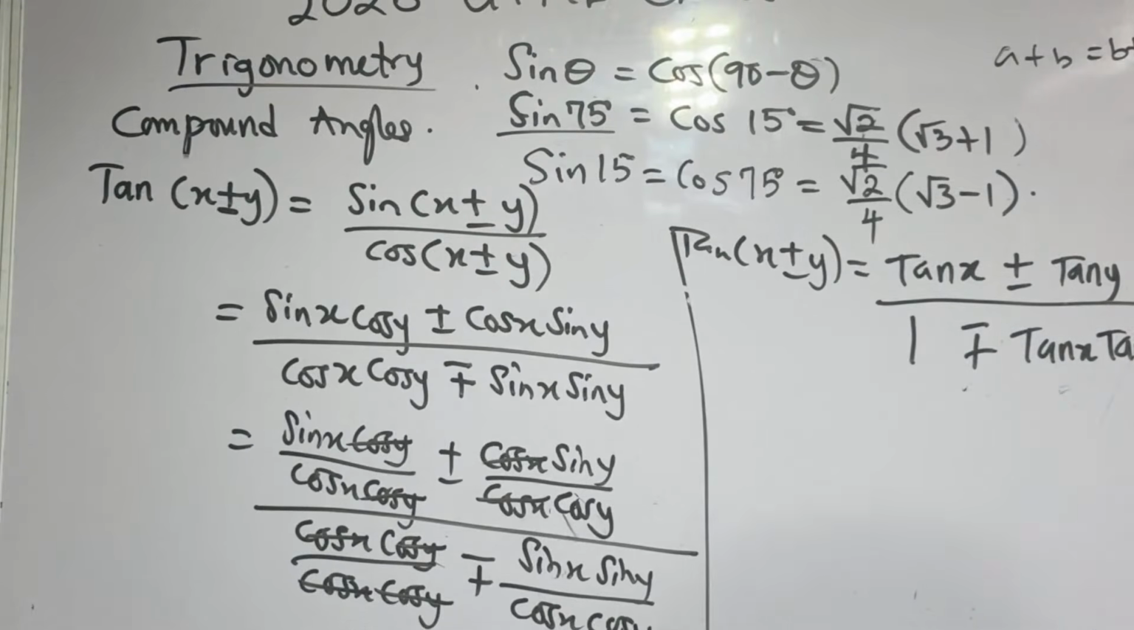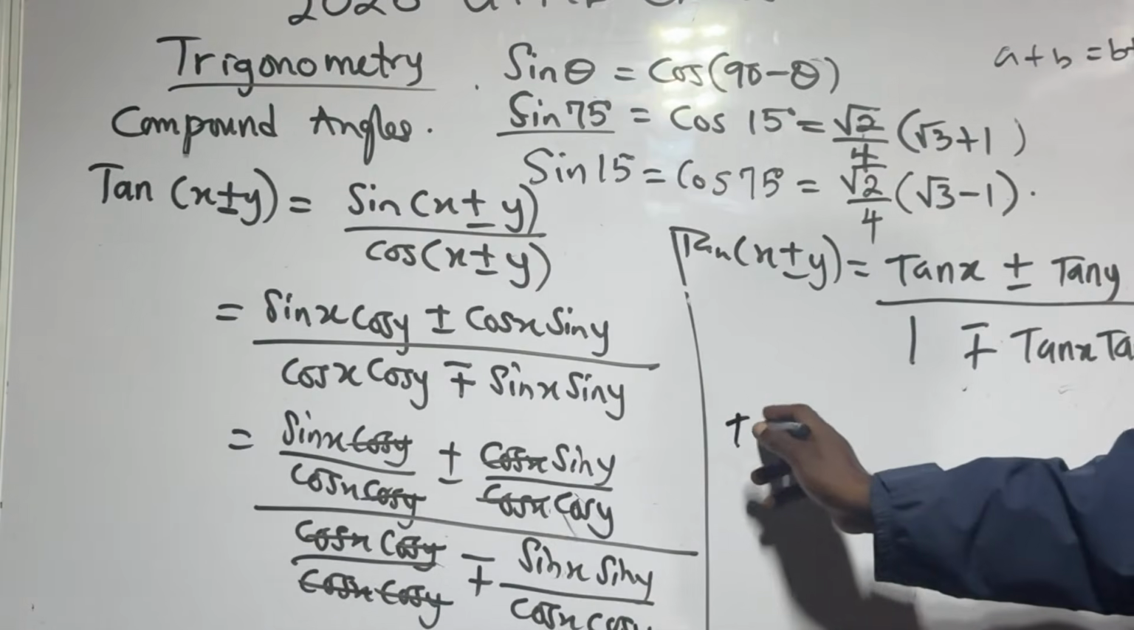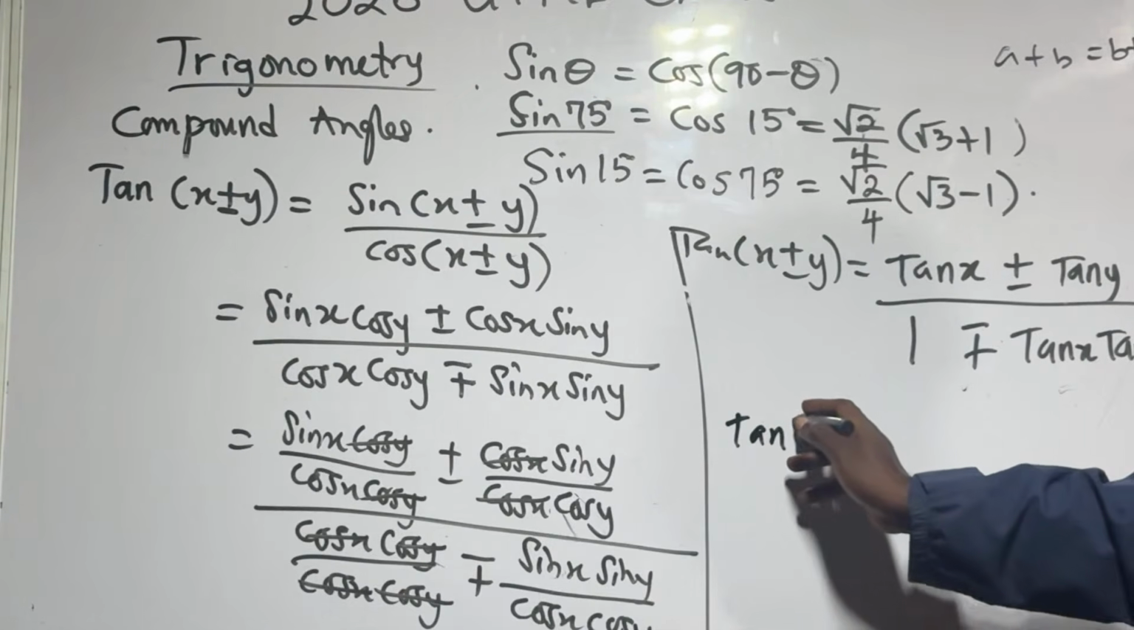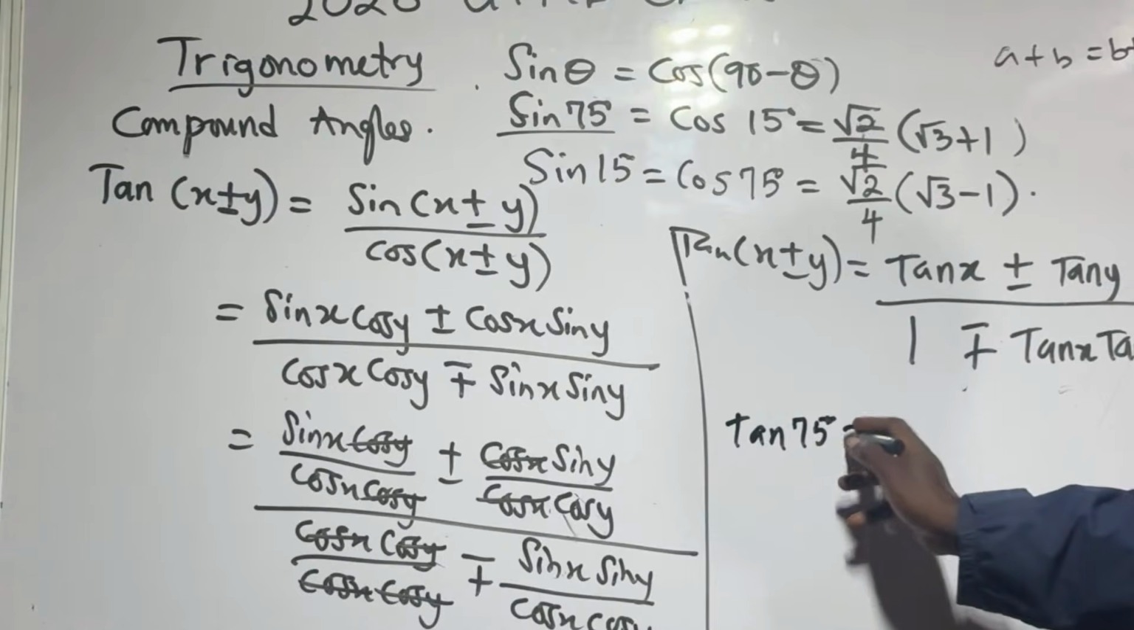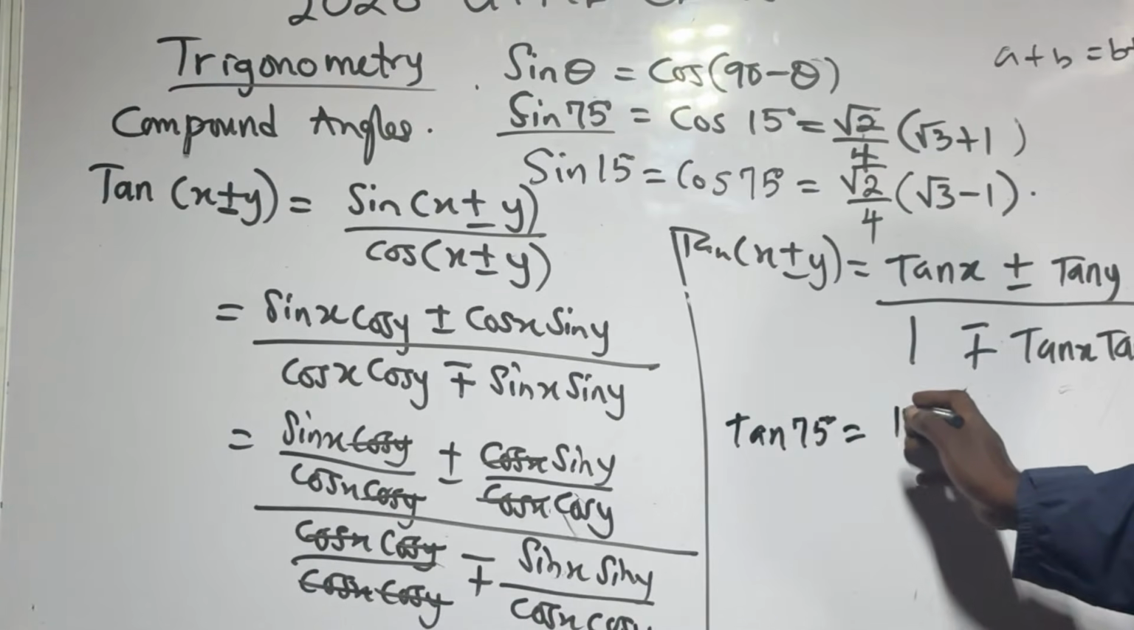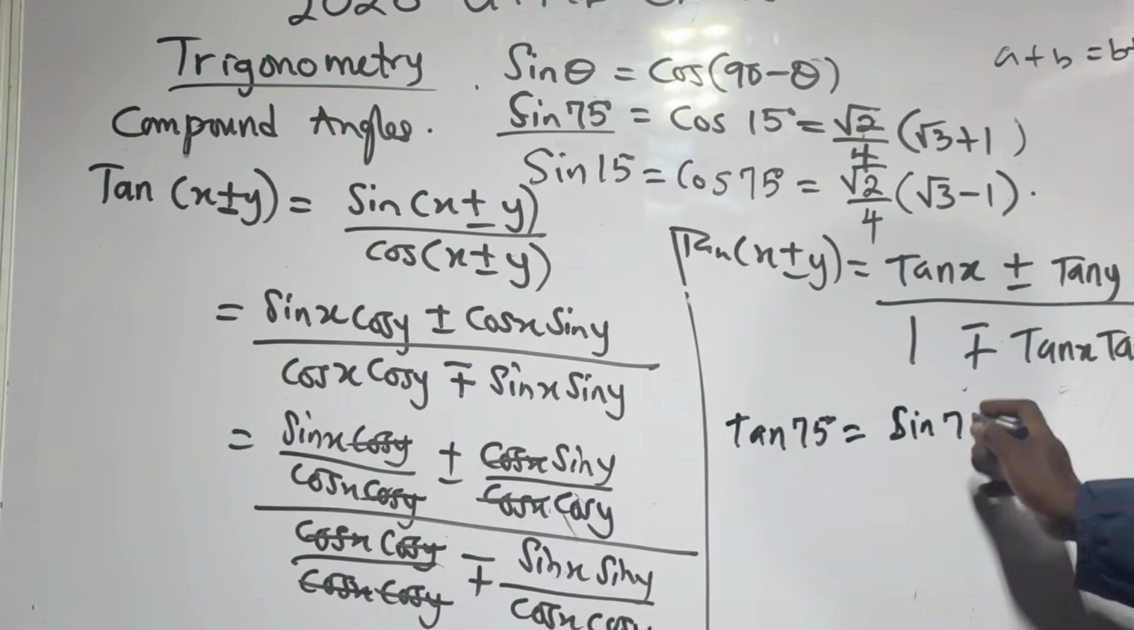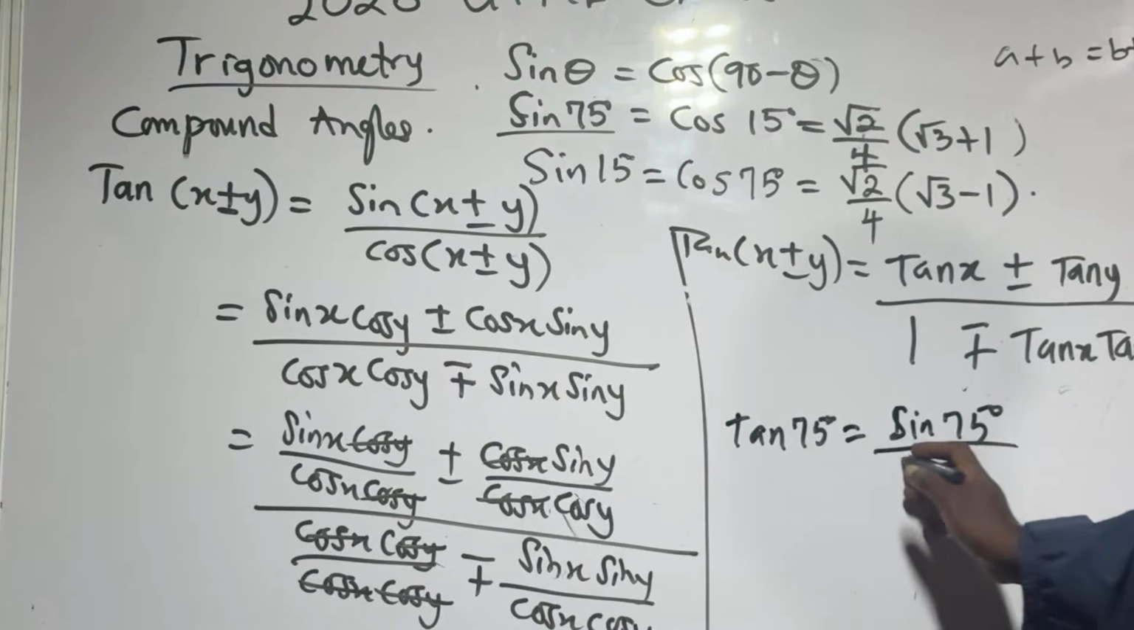But most of the time, I will advise you not to deploy this one. Just say your sine value over the cos value. You get that? Sine of the angle over cos of the angle. So if we are asked to find tan, let's say 75 now, you should not bother yourself. Just say sine 75 degrees over what?